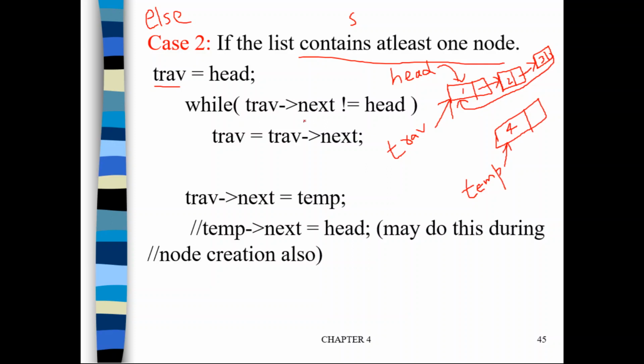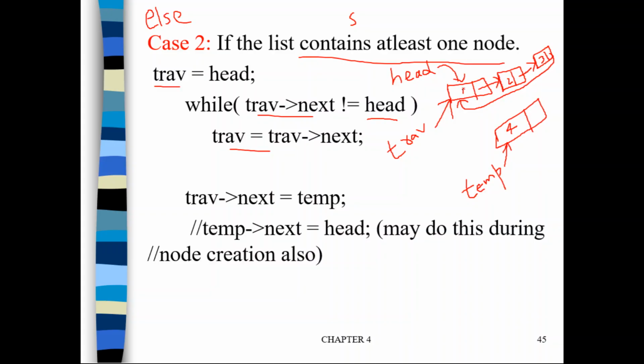You can see here the logic is while traverse arrow next not equal to head, not equal to null, because none of the nodes' next will be equal to null. The last node's next will be equal to head, that is, it will point where head is pointing. So while traverse arrow next not equal to head, what we do, traverse equal to traverse arrow next.